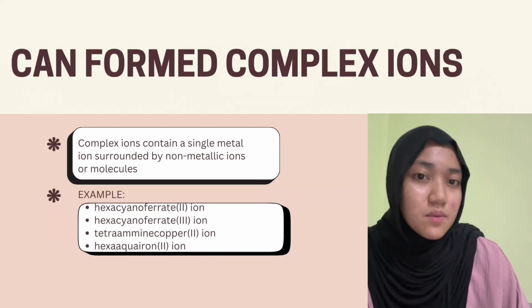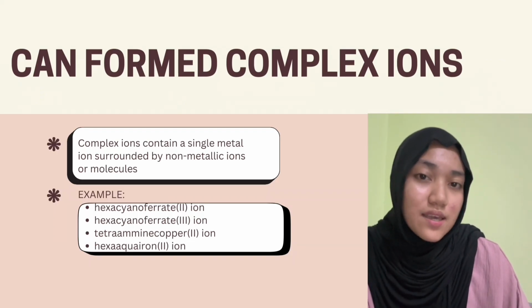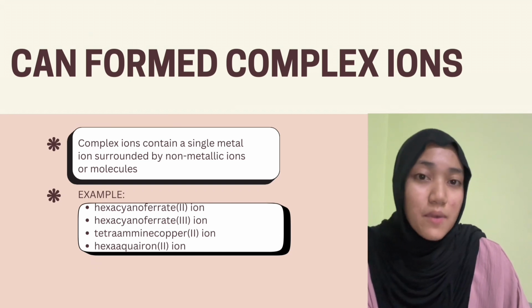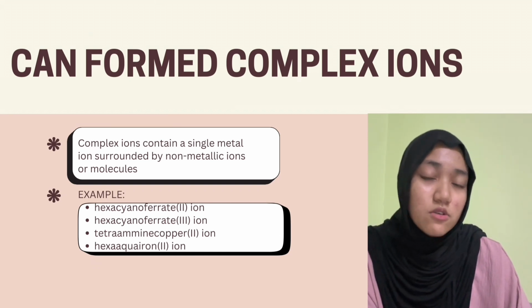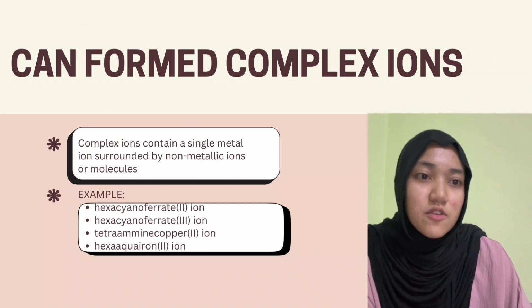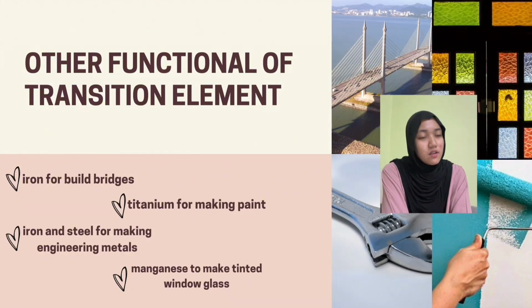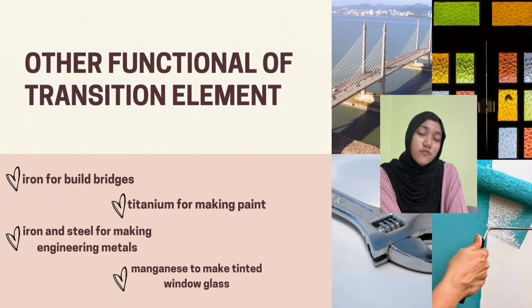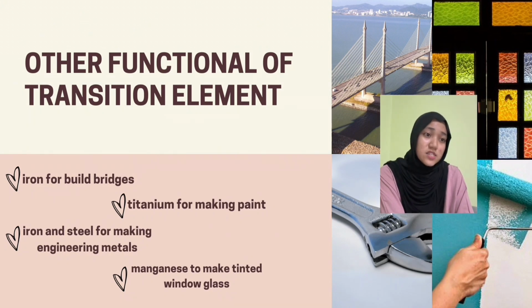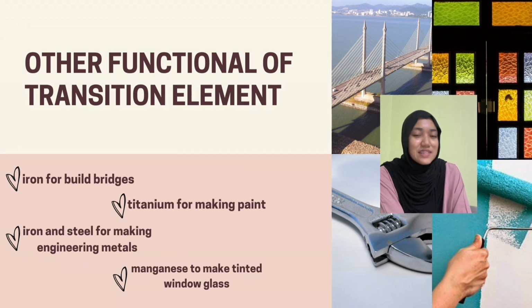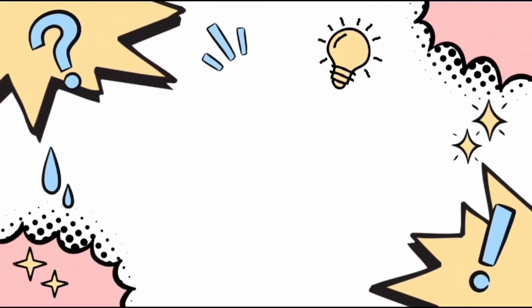Next, transition metals can form complex ions. Complex ions contain a single metal ion surrounded by non-metallic ions or molecules. For example, hexacyanoferrate(II) ion and hexacyanoferrate(III) ion, and so on. Last but not least are other uses of transition elements, such as iron for building bridges, titanium for making paint, iron and steel for making engineering metals, and manganese to make tinted window glass.